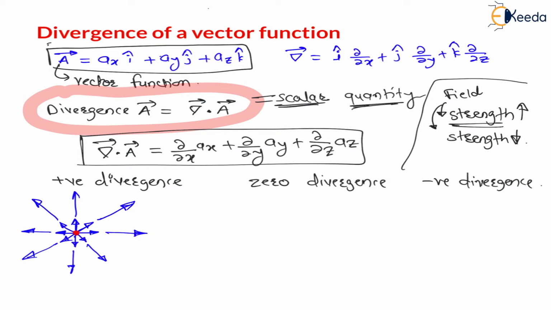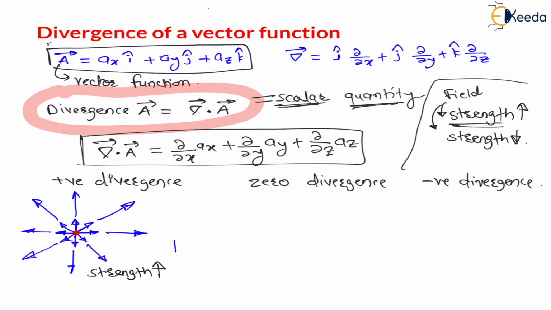It means the strength of the field is increasing here. The strength of the field is increasing, therefore it is a positive divergence. We can say the strength of the field is increasing, therefore it is a positive divergence. Again, the positive divergence can be shown like this.